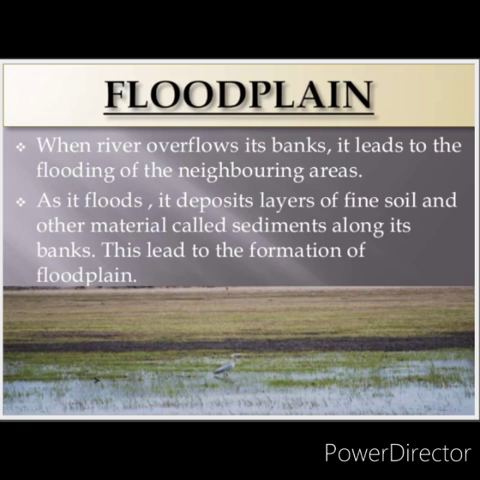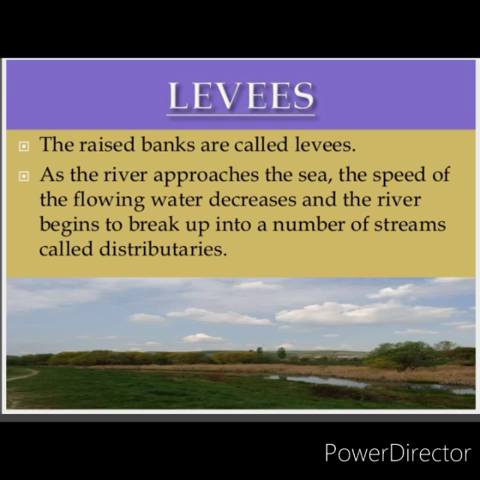Flood plains. When a river overflows its banks, it leads to the flooding of the neighboring areas. As it floods, it deposits layers of fine soil and other materials called sediments along its banks. This leads to the formation of flood plain. The raised banks are called levees.